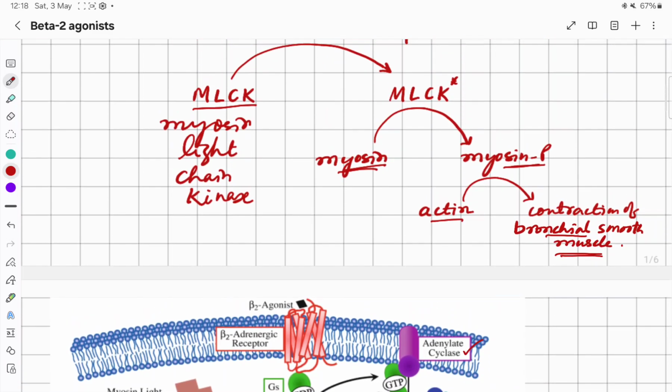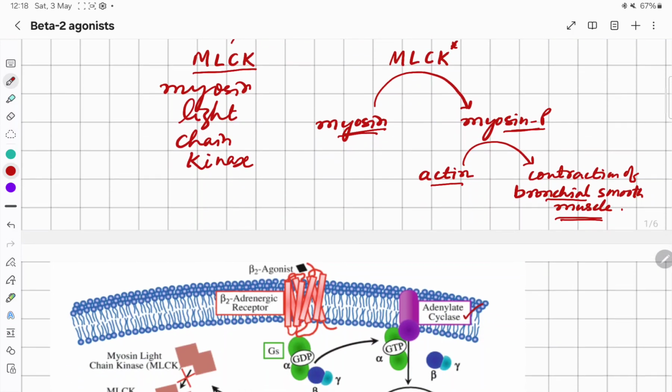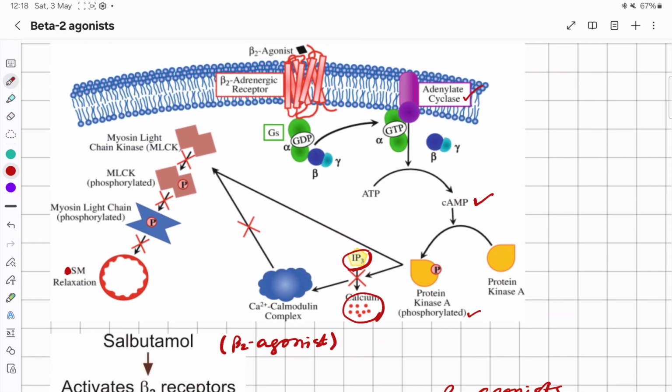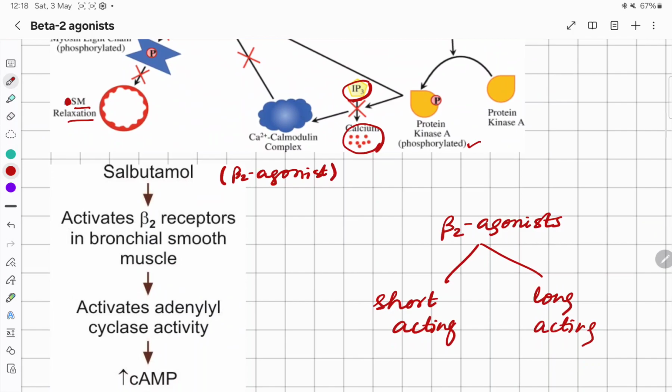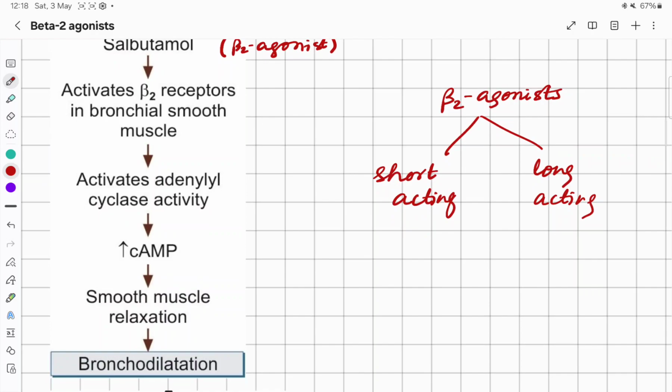As we have discussed, if there is no calcium, the calcium calmodulin complex will not be formed, and because of that there will be no activation of myosin light chain kinase, no phosphorylation of myosin, and no actin myosin binding. That means there is no contraction, that is, relaxation of the bronchial smooth muscles. This is shown here. So ultimately there will be smooth muscle relaxation. Salbutamol, a beta 2 agonist, activates the beta 2 receptors in bronchial smooth muscle, activates adenyl cyclase activity, and increases cyclic AMP, which causes smooth muscle relaxation and bronchodilation.